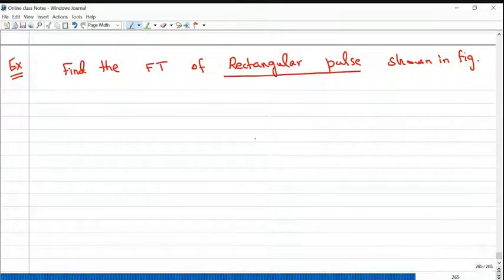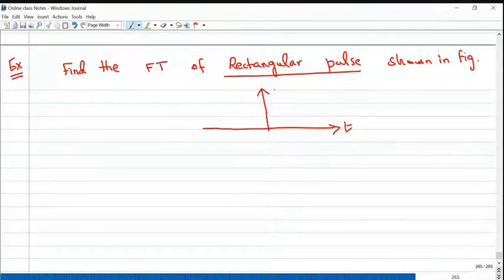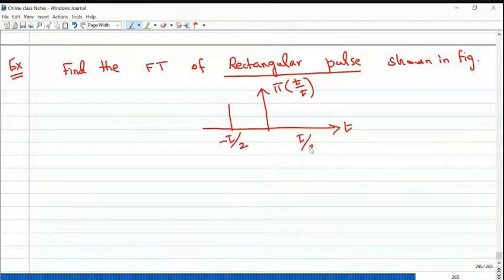Rectangular pulse. Next problem, triangular pulse. The rectangular pulse is represented by pi of t by tau, from minus tau by 2 to plus tau by 2. The magnitude of this rectangular pulse is 1. Okay, so this is the signal sketch. If this is not given also, remember how to draw this standard rectangular pulse format.